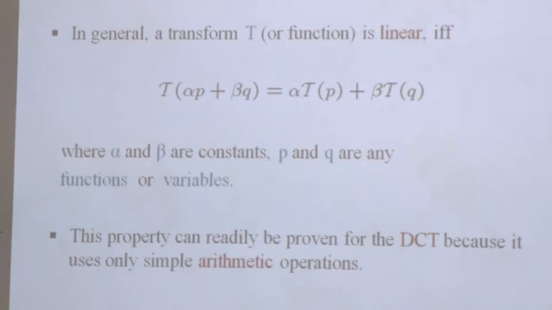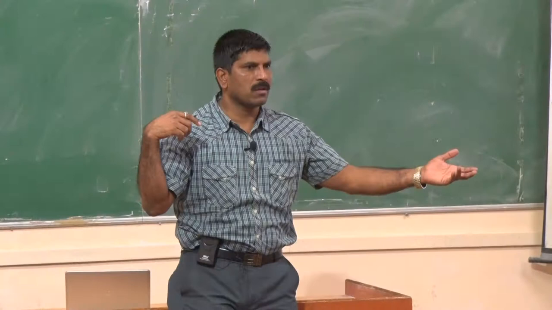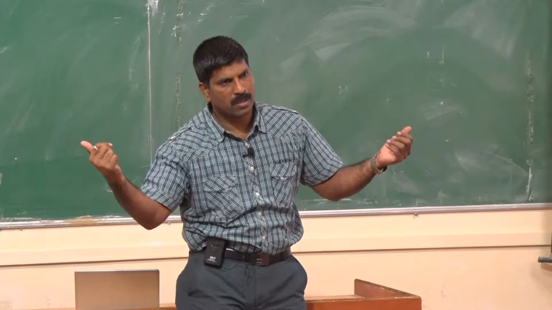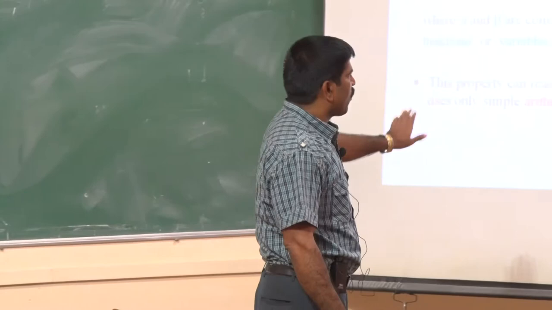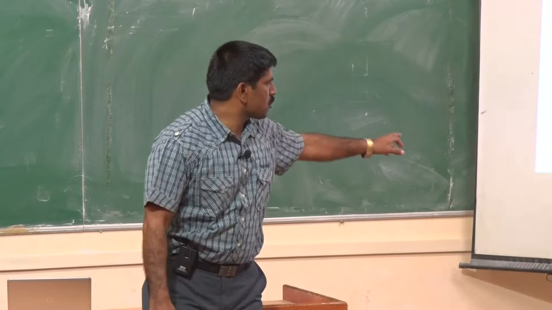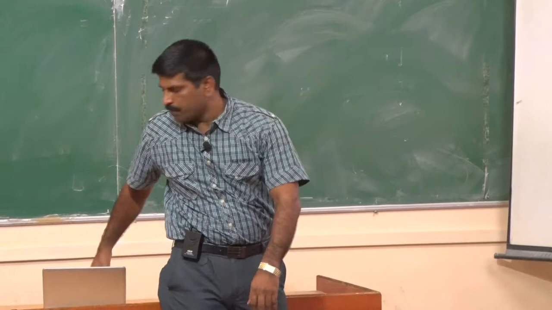Means, if you take the DCT of one signal, you'll get some DCT coefficients. If you take the DCT of another signal, you'll get another set of DCT components. If you combine those two signals, the overall DCT will be the addition of the first DCT and the second DCT. So this is the property of the discrete cosine transform. This property can readily be proven for the DCT because it uses only simple arithmetic operations.